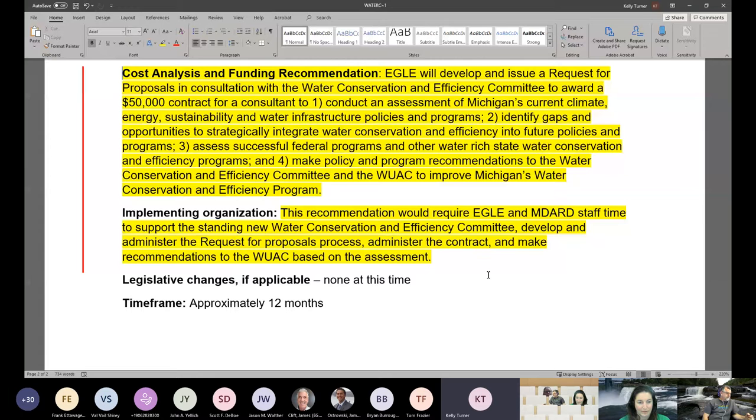So I don't know if anyone has questions on this so far. Any questions for Kelly about those changes? Or, I should say more specifically, any concerns about these? Can we allow your silence to be consent and consensus that these changes are going to go forward for the final report?